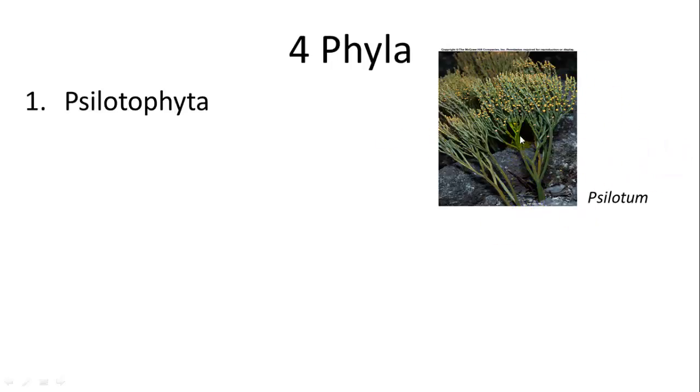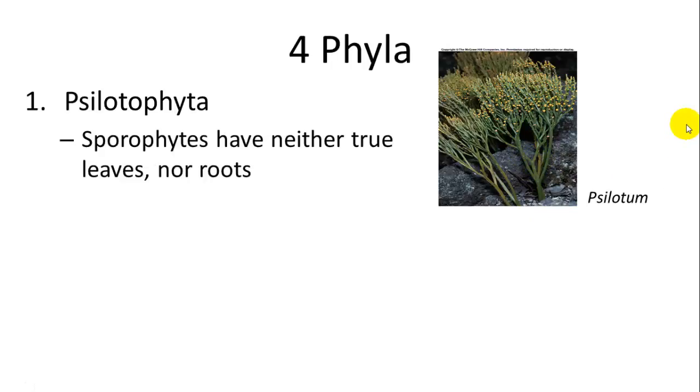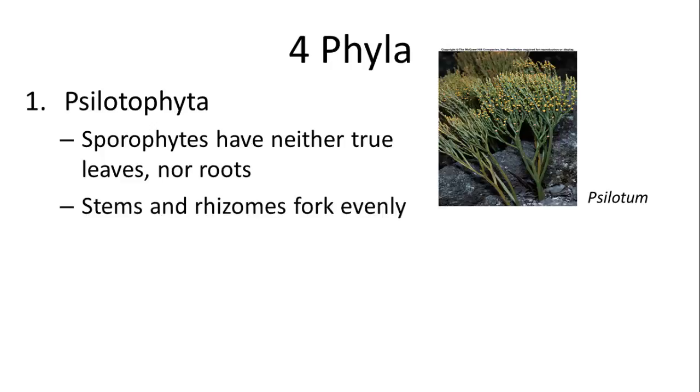Okay, they have some very kind of thick and structured stem-like structures there. They have neither true leaves nor roots, so we don't have true leaves in this group. But they have structures which are similar in their function as far as photosynthetic ability to leaves. Their stems and their rhizomes fork evenly, so you see the forking action in this stem here. Okay, and as it grows higher and higher, you get more and more forking of the stems.